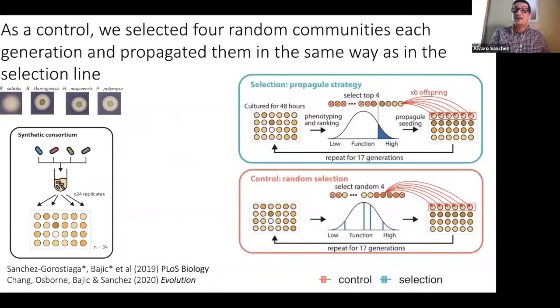We would compare this experiment with a random selection line where, every generation, we would just pick four random communities and use them to seed six new communities through the same propagule method as we've discussed before, right? So we have a selection strategy, which is the one we're using for artificial selection, and then a random selection line where we just randomly select communities, different ones every generation.